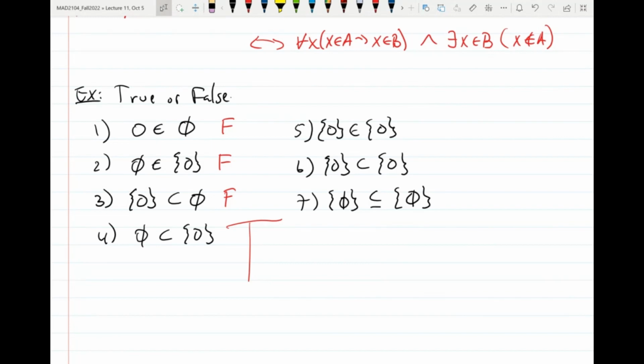But that's a problem. There's no element here. In other words, this is true vacuously because you cannot prove otherwise. You cannot prove that this is false, because to show that this is false, you need to find an element here that's not there. But there's nothing to find. Do you understand the subtleties in here?